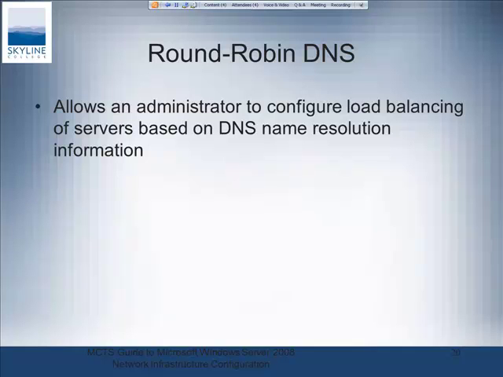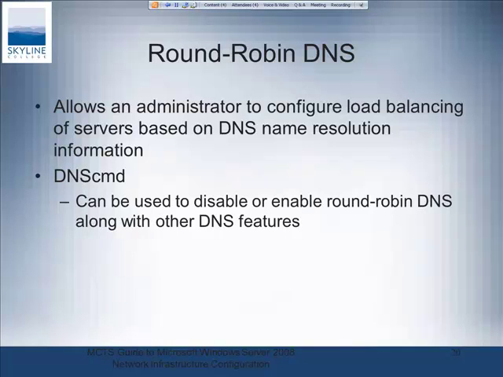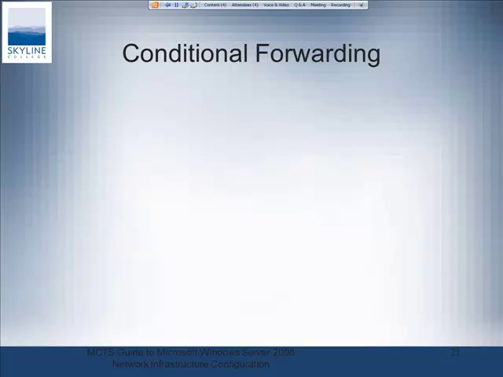The Googles of the world and the Yahoos of the world use something similar to this. It's not just the DNS round robin. They are actually looking for the closest servers because they're in different geographic locations. The DNSCMD command can be used to disable or enable round robin of DNS. The DNSCMD command is the command line command for configuring DNS.